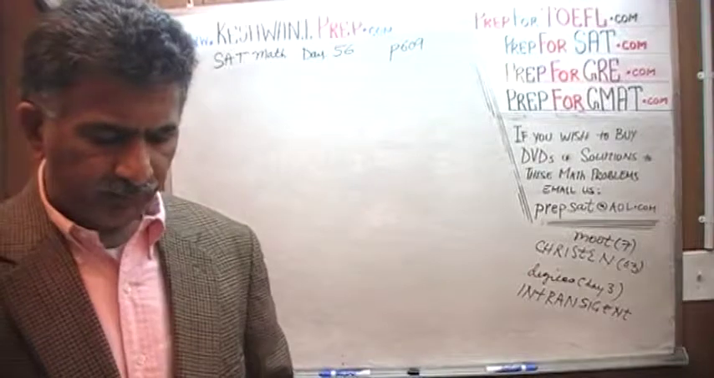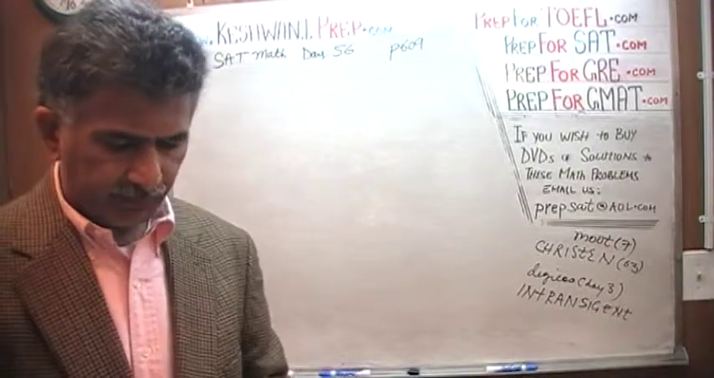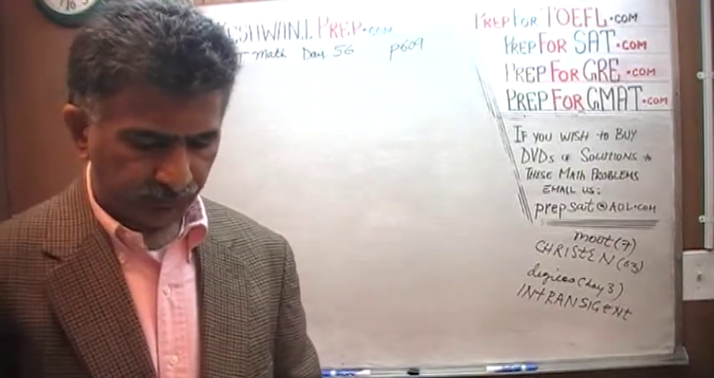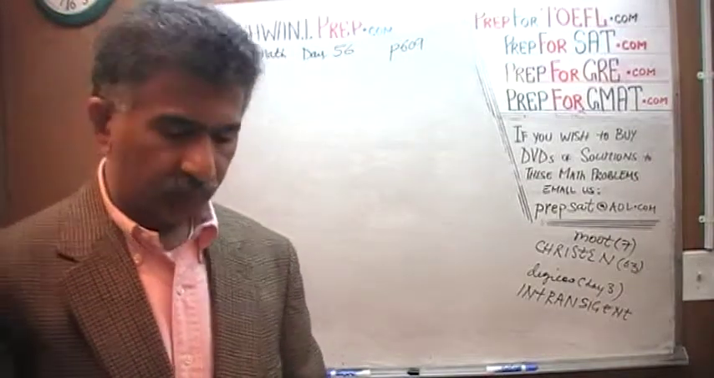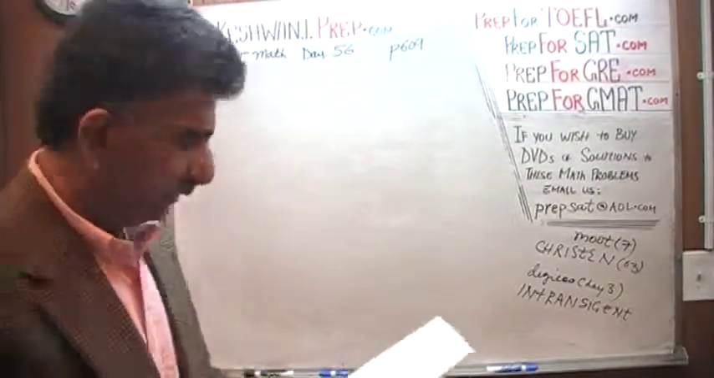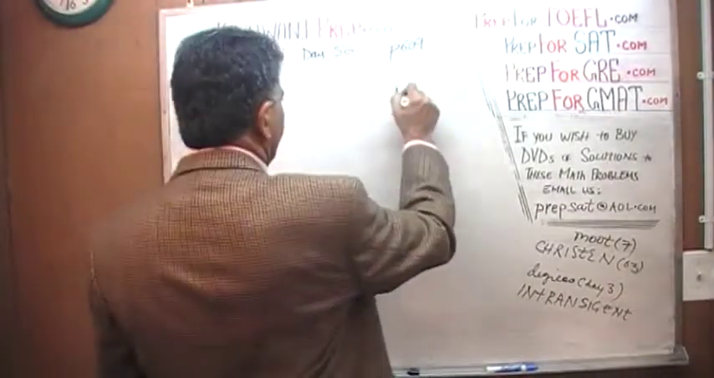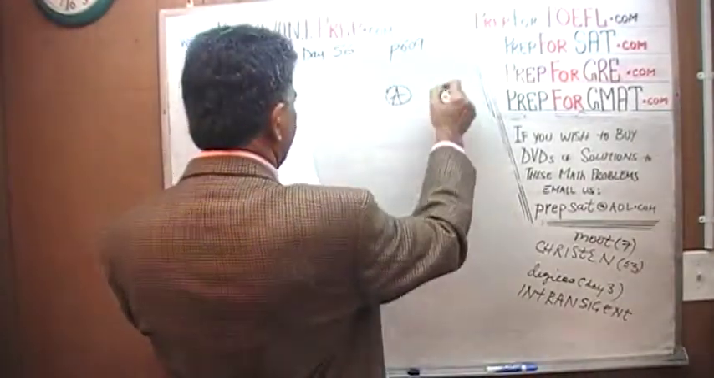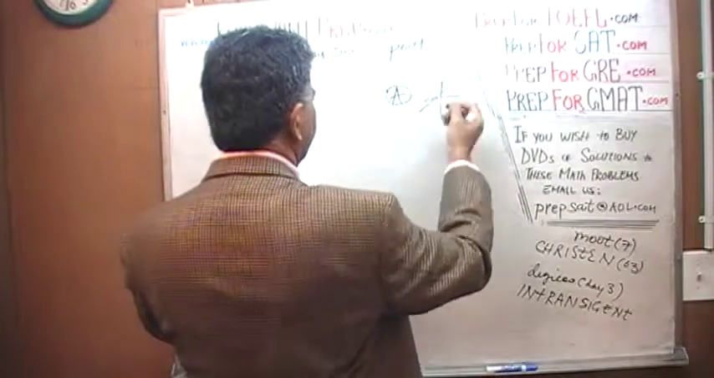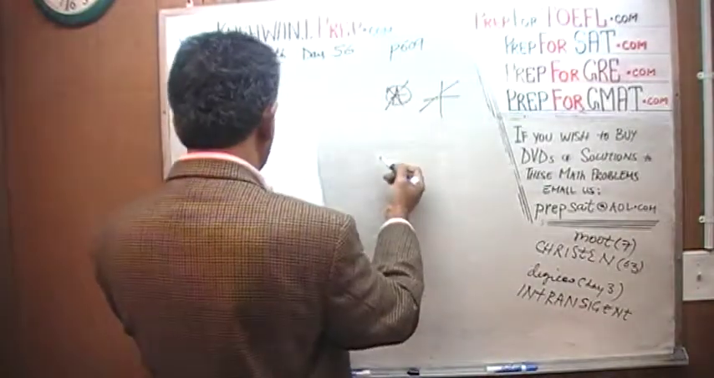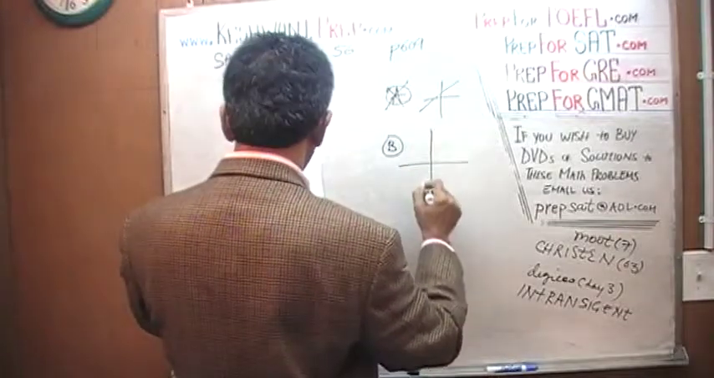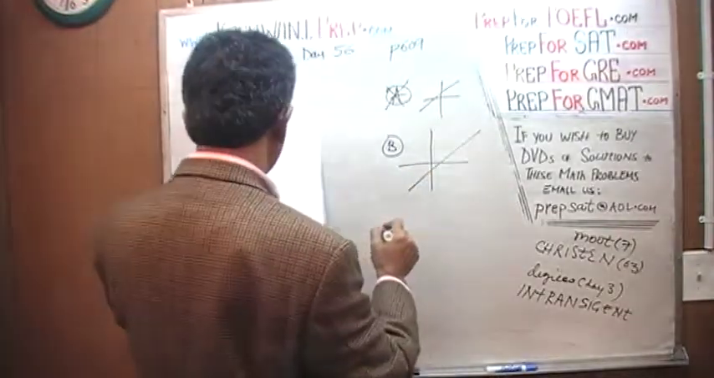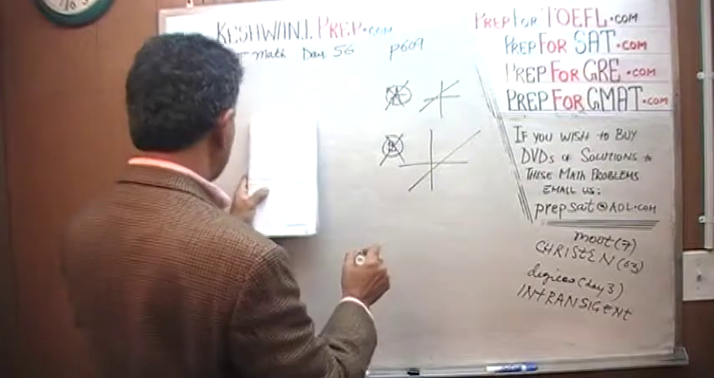Which of the following is the graph of a linear function with a negative slope and a positive y-intercept? So first of all we need a negative slope, so we can cross out right away whatever is positively sloped. A is positive slope. A looks like this. It's a positively sloped graph. B is also positively sloped. That's not going to work.